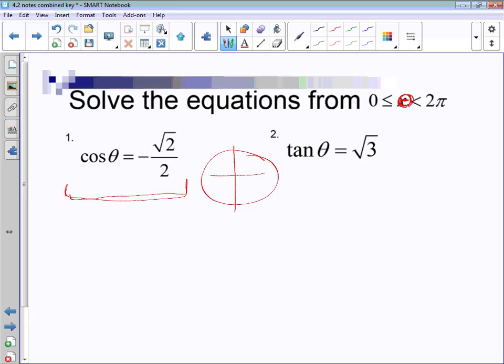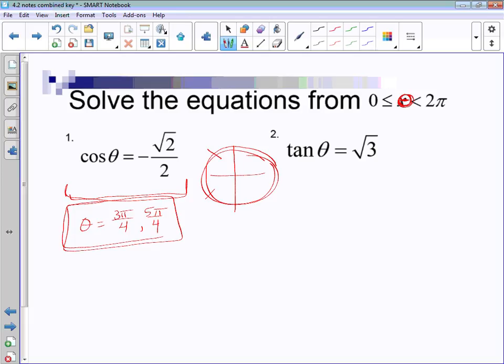3 pi over 4 and 5 pi over 4. Yes. Okay. Negative pi over 4 is not between 0 and 2 pi. You're going to start here and go all the way around the circle. So Tanya said 3 pi over 4, which is second quadrant. And then 5 pi over 4, which is third quadrant. And that's it. Are these inverses? Gotta read the directions.